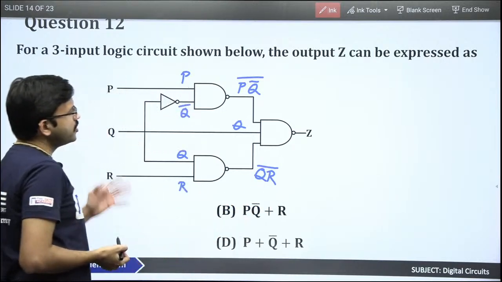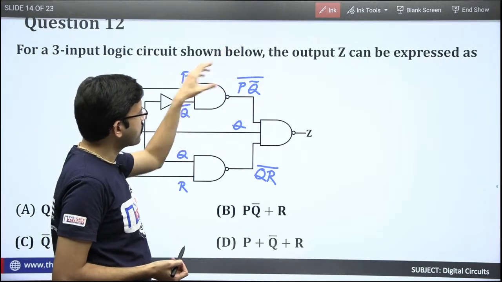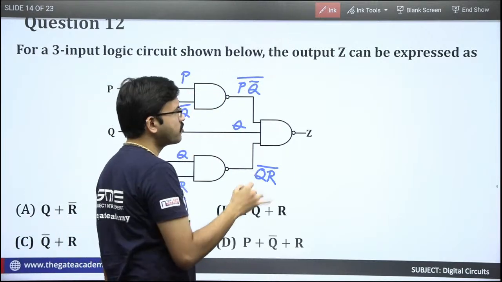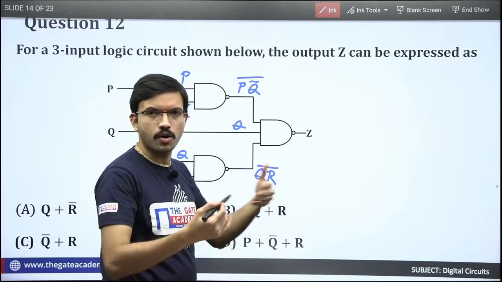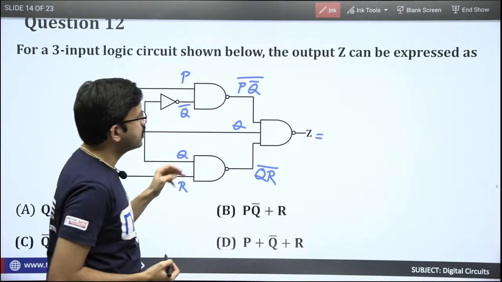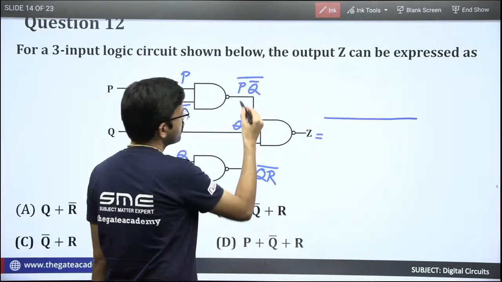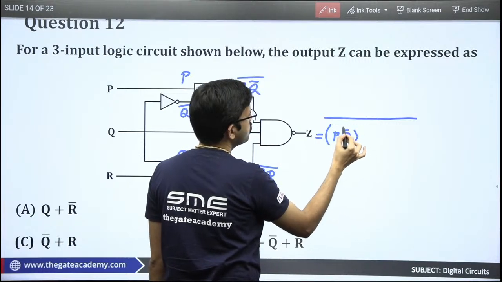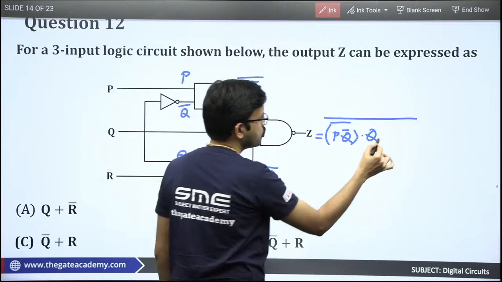Whenever you are having a circuit which consists of the same type of gates, here in this particular example NAND gates, don't do the simplification here. Of course you can, but you are unnecessarily making the simplification procedure complicated. So here, Z is nothing but you are having three inputs, so just consider the complement by default. Here you are having three terms: PQ bar whole bar, the second term is Q, and the third term is QR whole bar.